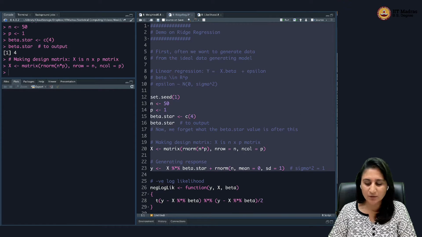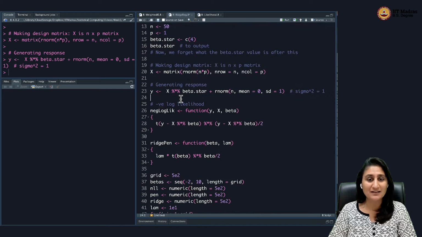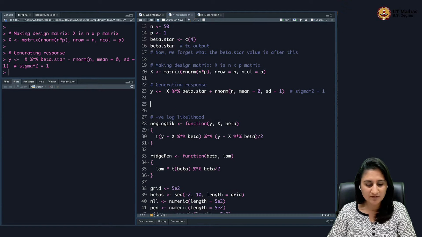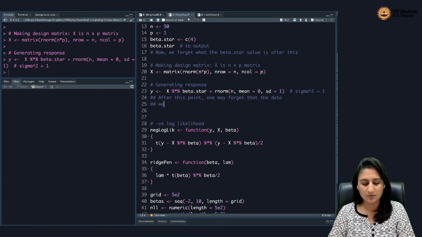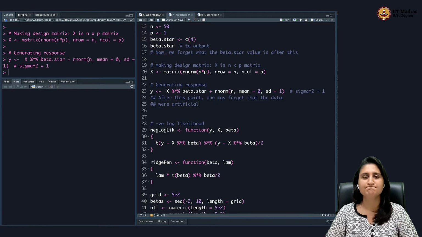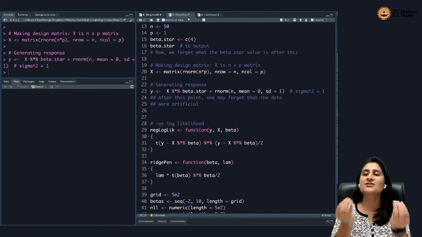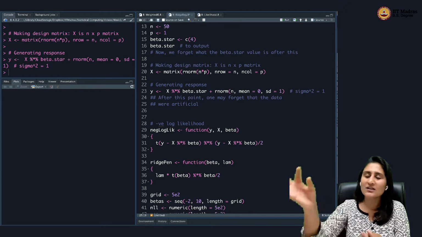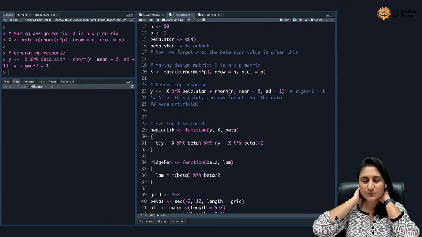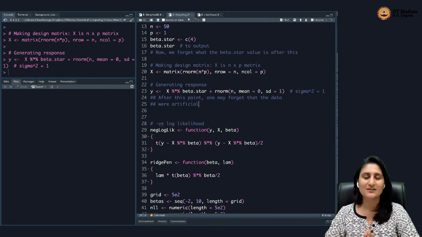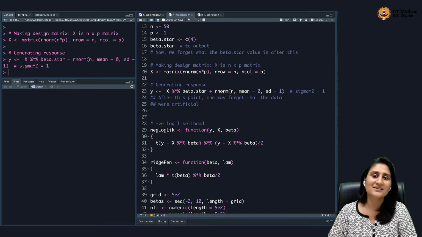Okay, so when I do this, I have then generated my data, right? So now after this point, one may forget that the data were artificial. Artificial meaning they were actually generated by a computer. They were not given to us from the real world. But it's quite useful often to actually generate our own data and test our models based on generated data.